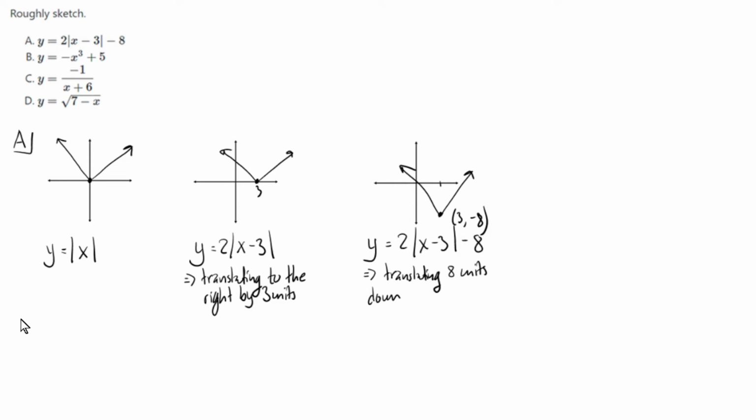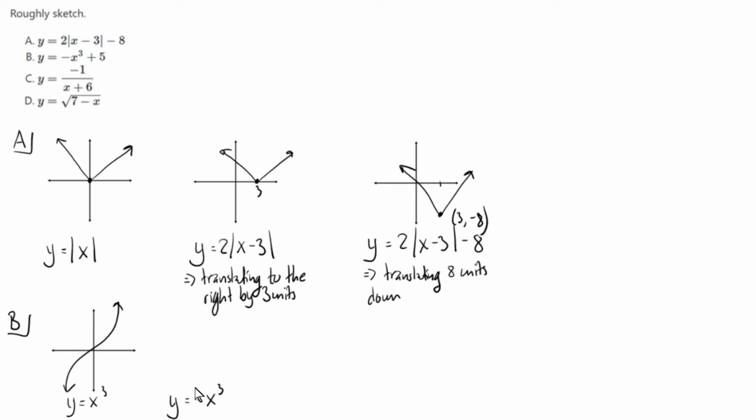Let's look at B. So in B, we're going to start by graphing the cubic function y equals x cubed. That looks like this. Then there is a negative sign in front of x cubed.